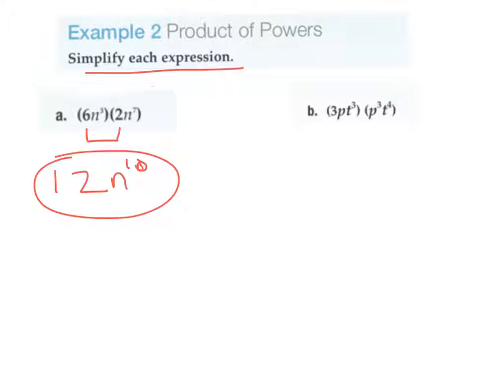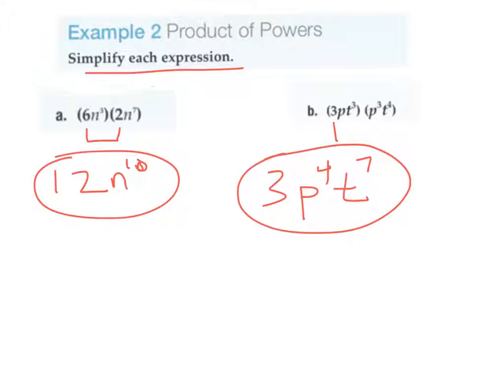So let's look at our next problem over here. We have a 3 and we have a 1, so 3 times 1 is 3. So there's our numbers taken care of. So now we just take the letters and add the exponents. Well, P has 1 and we have 3, so that gives us 4. And T has 3 and 4, and we add that up, we get 7. So simplifying is just multiplying the numbers and adding the exponents of the letters.